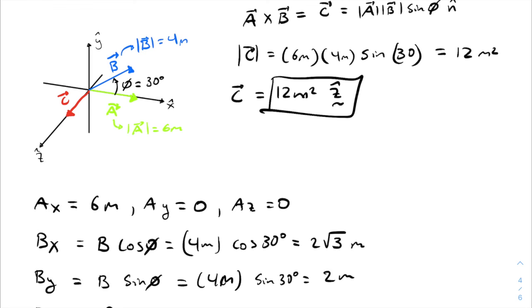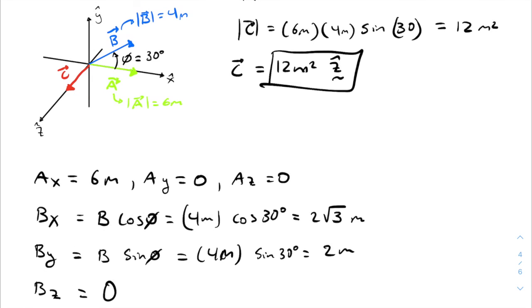Now, how do we find the direction of vector C? Simply, we can just use the right hand rule. Since we have A cross B, this means that the index finger must point in the direction of A, then the middle finger must point in the direction of B, and then we expand our thumb, which will point in the direction of the Z unit vector. Therefore, our resultant vector C is equal to 12 meters in the Z direction.